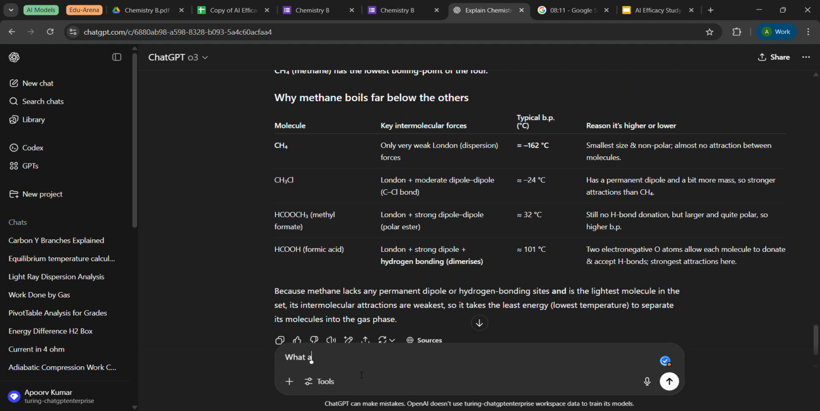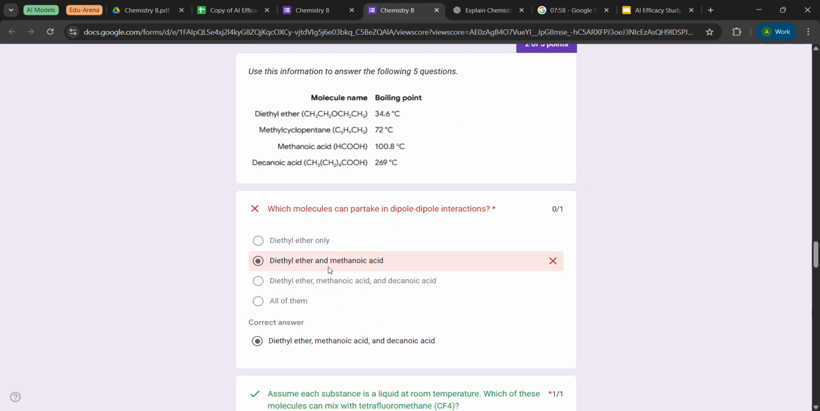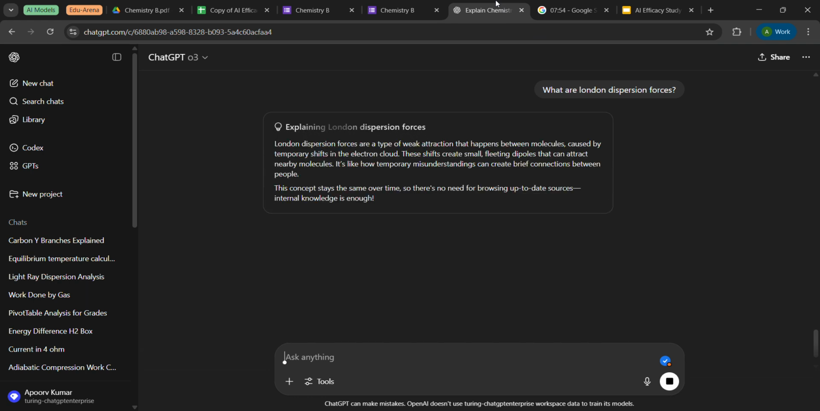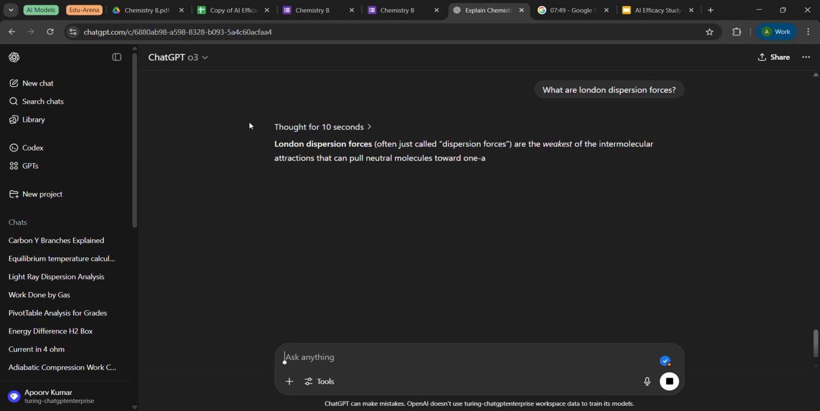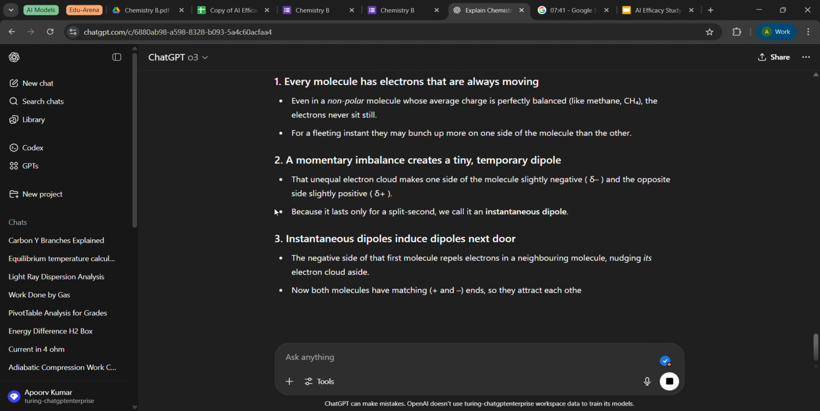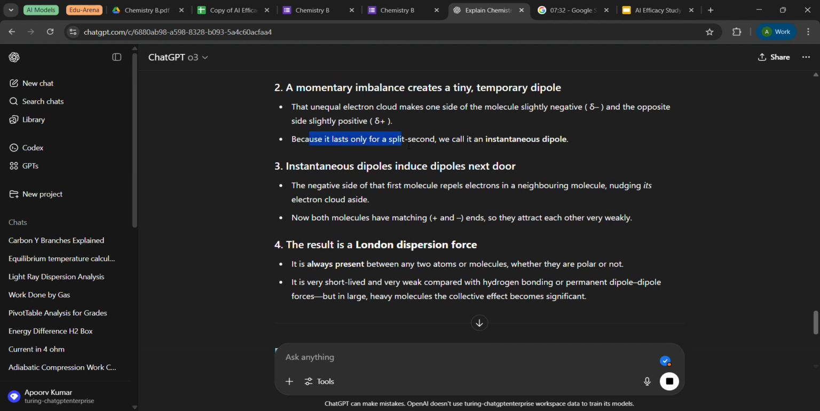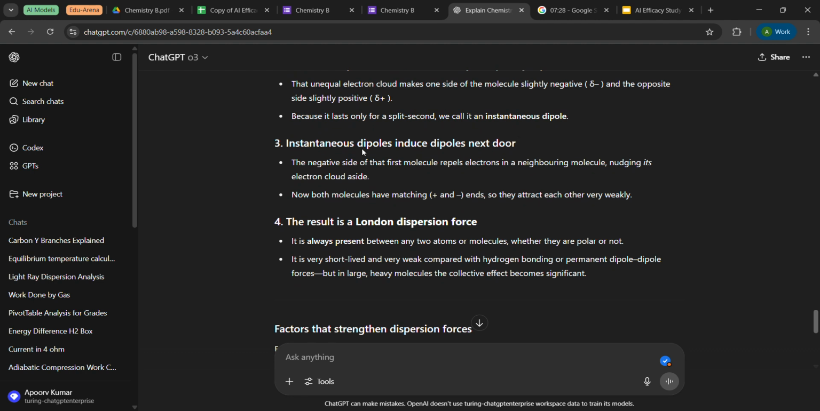Okay, now let me ask, what are London dispersion forces? Because of the intermolecular attraction, they can pull neutral molecules towards each other. Every atom whose average charge is balanced still, for a fleeting instant, may bunch up. Okay. Temporary dipole moment, because it lasts only for a split second, we call it an instantaneous dipole. Instantaneous dipole induces a dipole next door. The result is it is always present, whether molecules are polar or not. Okay, so it is present in all molecules. Next, it is very short-lived and weak compared to hydrogen bonding or a permanent dipole-dipole force.